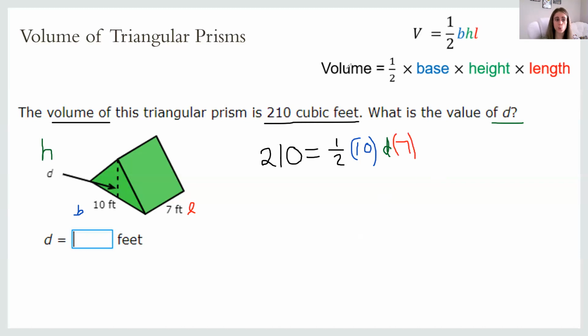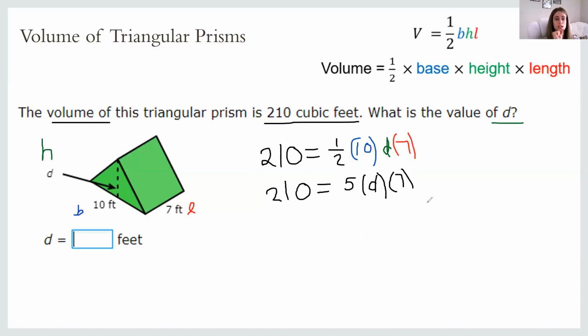Okay, we can multiply in any order, and that's what we need to do first. Before we can solve for D, we got to simplify. We got to do all that multiplication. I'm going to choose to multiply 1/2 times 10 because 10 is an even number. That's really easy to multiply by 1/2. That's really easy to divide by 2. So 1/2 times 10, 10 divided by 2 would be 5. So we have 5 times D times 7.